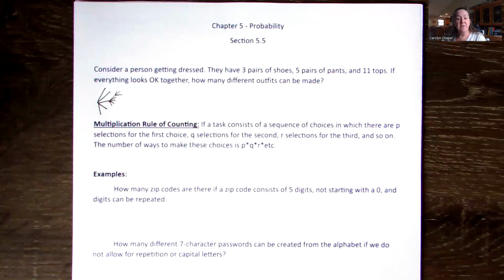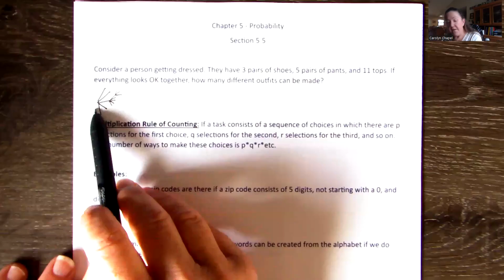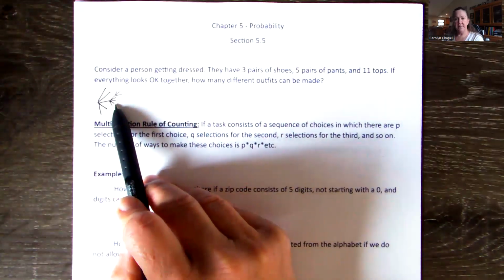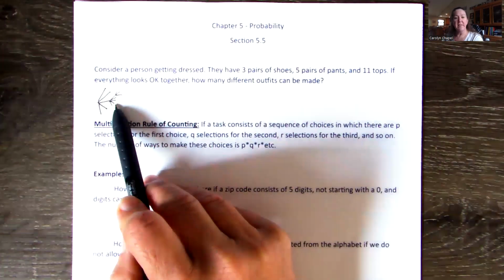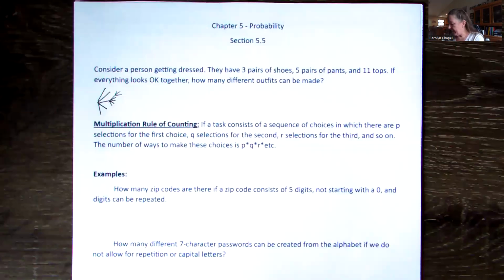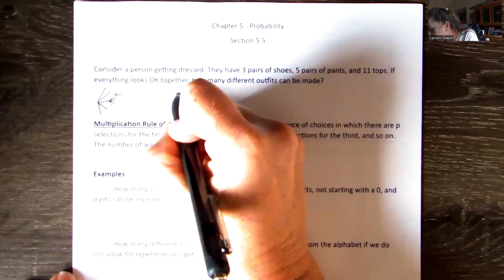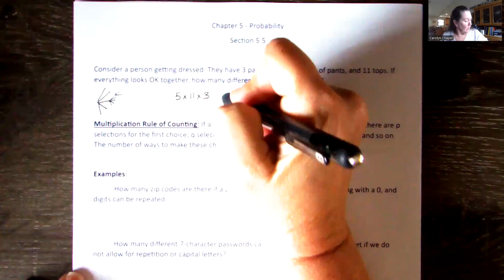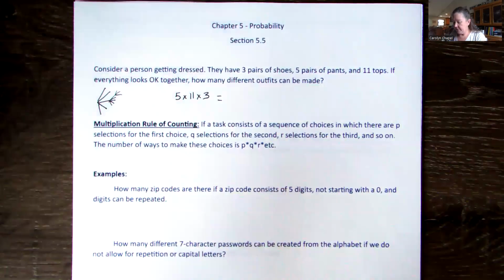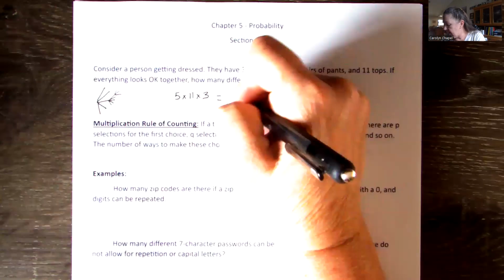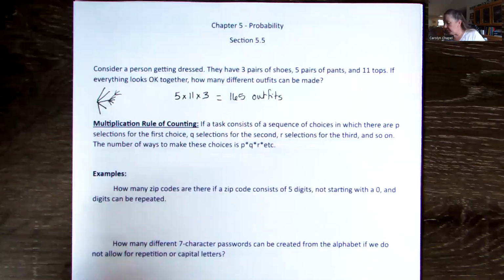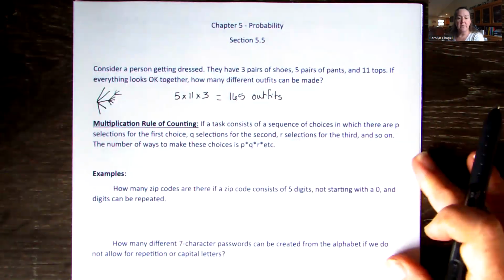If you think about how many different outfits we'd have, we'd have 5 groups of 11, which is actually 55. So 5 groups of 11, that's multiplication. And then from there, we would multiply by our shoes. So we could get our answer by taking 5 times 11 times 3, which if I drag out my calculator here, we get 165 different outfits.